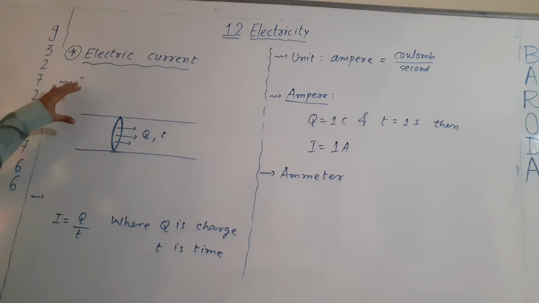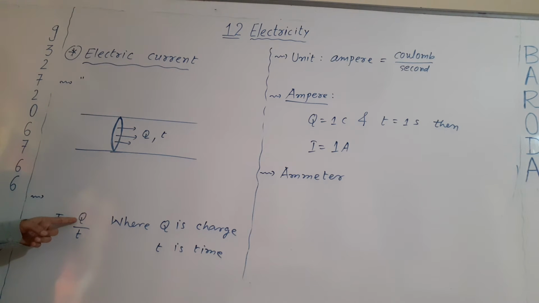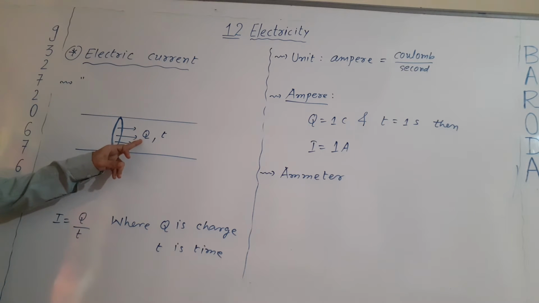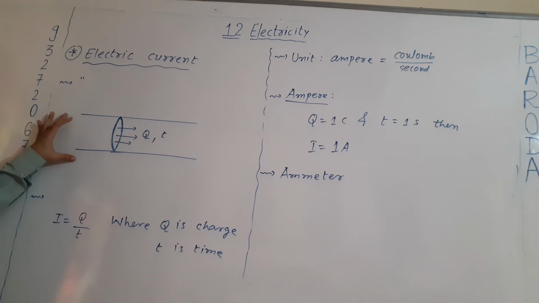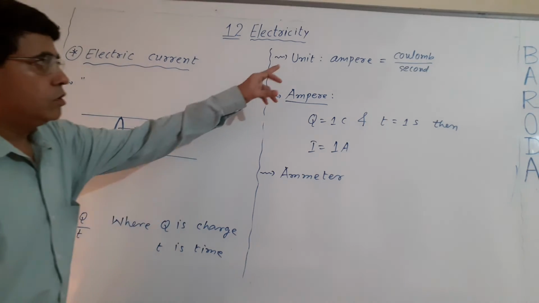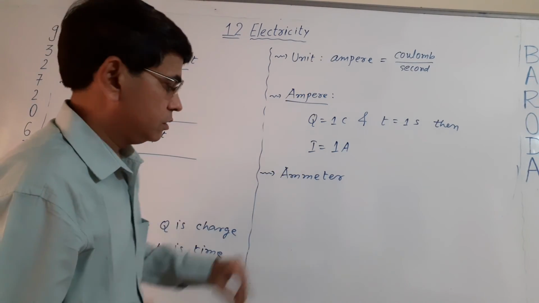So once again, what is electric current? Electric charge flowing through any cross section of a conductor in unit time is called electric current. If Q charge flows through a cross section of a conductor in time t, then electric current I equals Q by T. The unit of electric current is ampere.